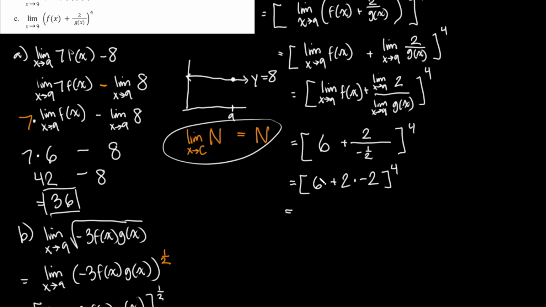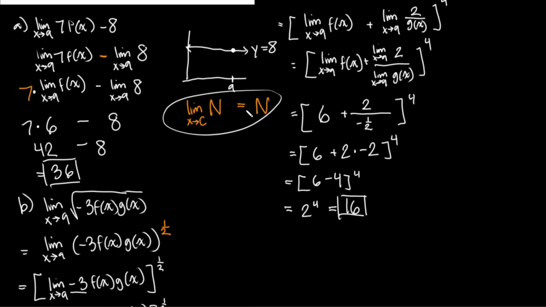And so 6 plus 2 times negative 2 is, negative 4. Whoops. 6 plus negative 4 to the 4th power. And that's equal to 2 to the 4th power. And if you simplify that, that is 16. So our final answer is 16.